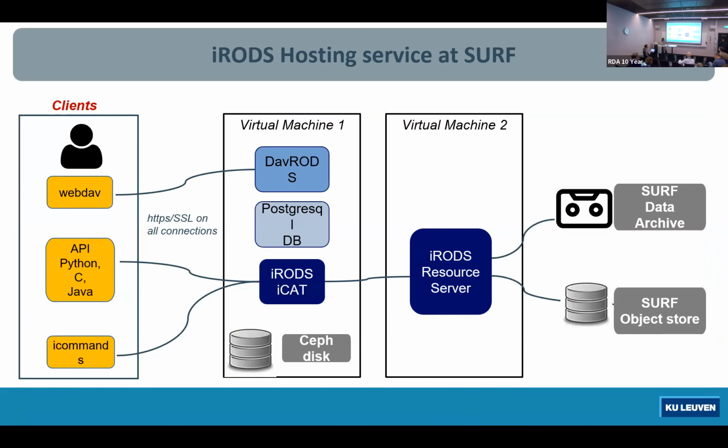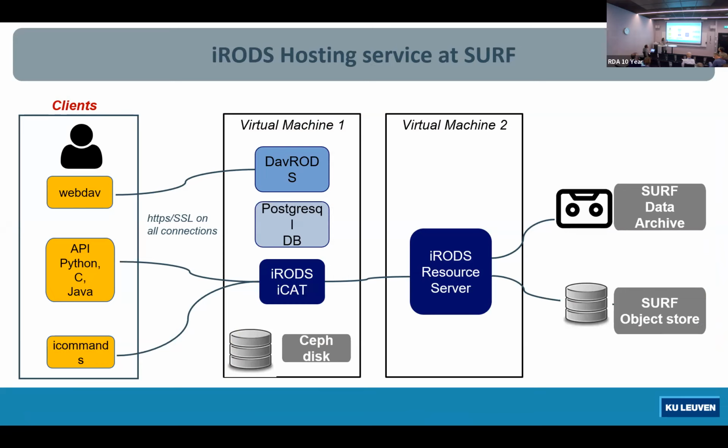So we have 3 services in this context at SURF. The first is called the iRODS hosting service. So basically you have one iRODS dedicated instance for a research institution or a university. And this is what the setup looks like.